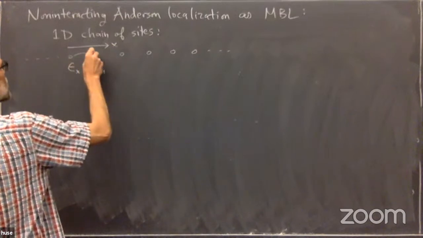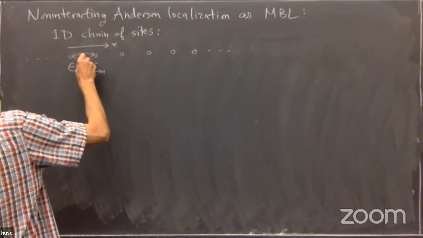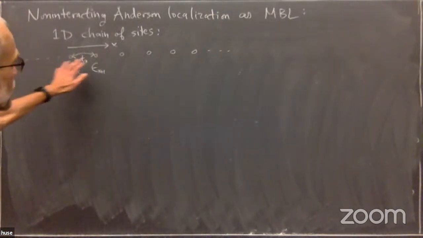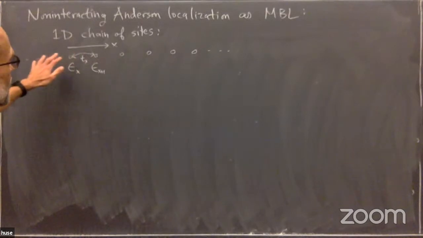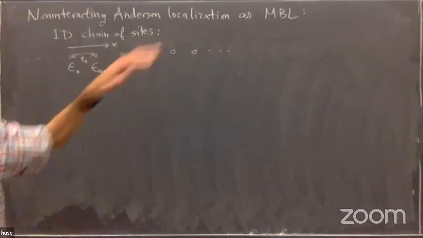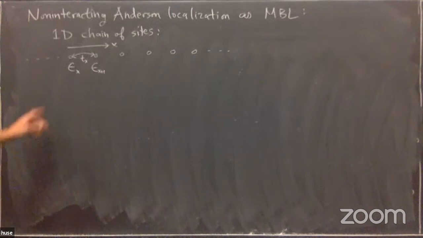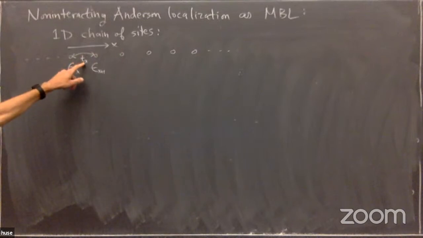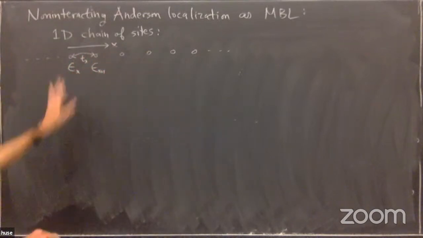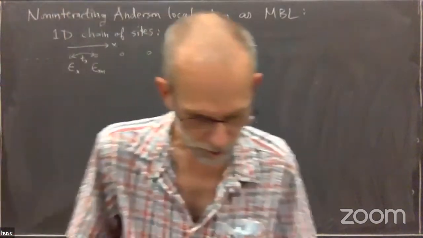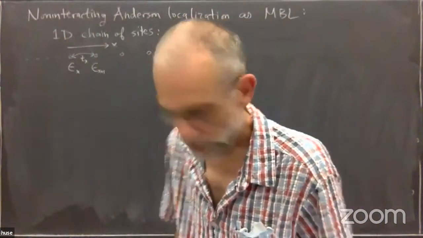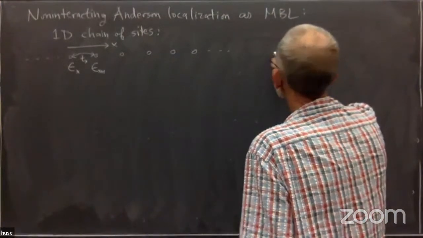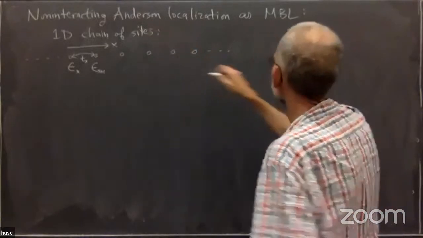And then we're going to have a hopping term, t x, hopping from one site to the other. So let's have a one-dimensional chain, tight binding model. Let's say spinless for now. Let's say spinless fermions on it. We have on-site energies, which differ from site to site. And then we have hopping terms, which may differ from bond to bond, just nearest neighbor hopping, just to keep it simple. Okay, and we want to be in the regime of strong Anderson localization.